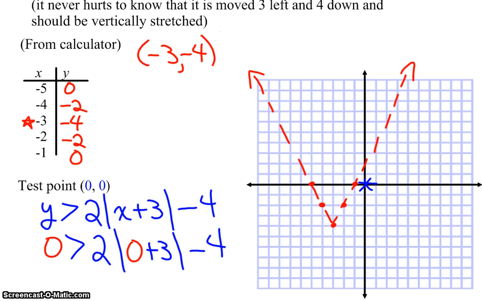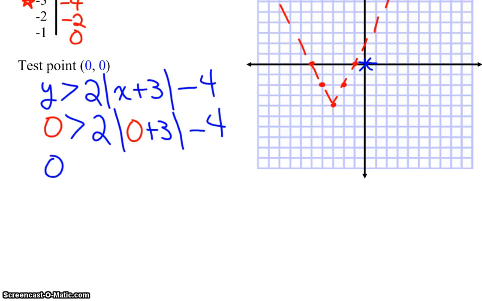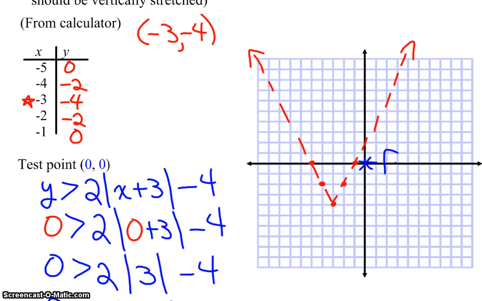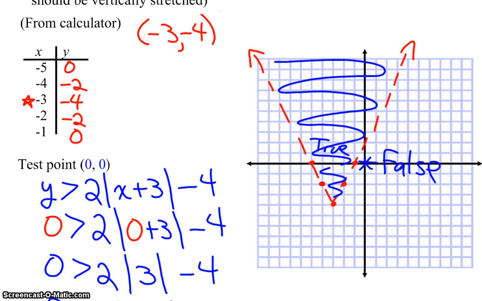When I substitute in, I end up with 0 is greater than 2 times the absolute value of 3, minus 4. 0 is greater than 6 minus 4. 0 is greater than 2. This is not true, it's false. That means the portion of my coordinate plane where 0, 0 is, is false. That means it's false all the way around the outside of that V shape. That means it's true on the inside of my V shape. So I shade the inside.